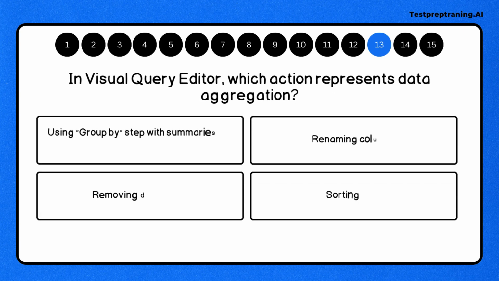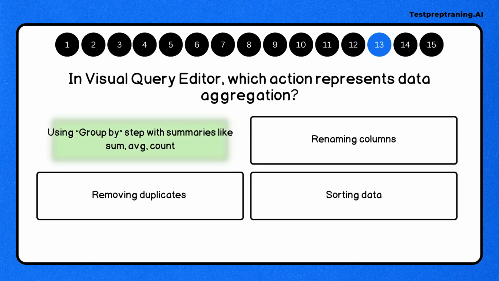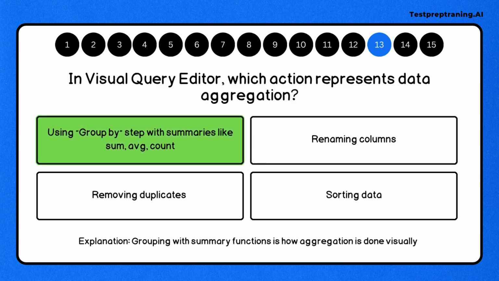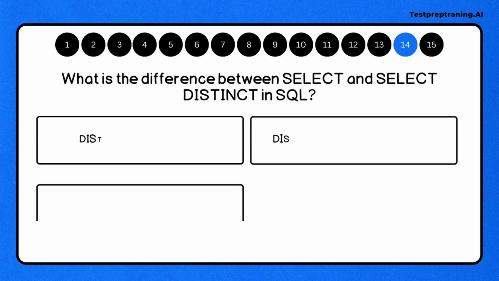Question 13. In Visual Query Editor, which action represents data aggregation? Correct answer is using group by step with summaries like sum, average, count, as grouping with summary functions is how aggregation is done visually.